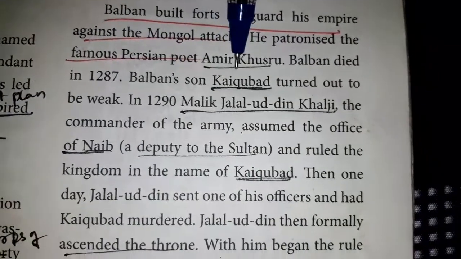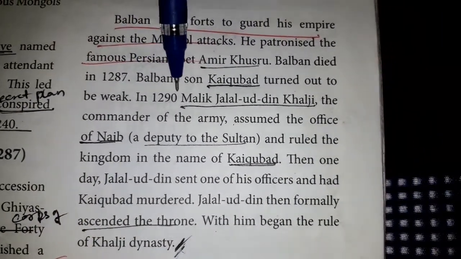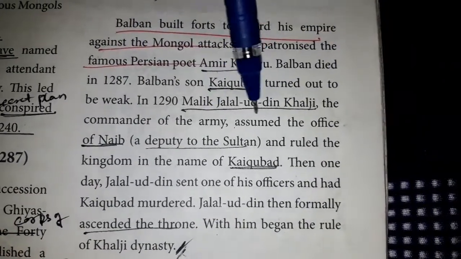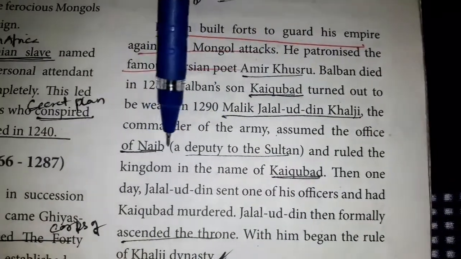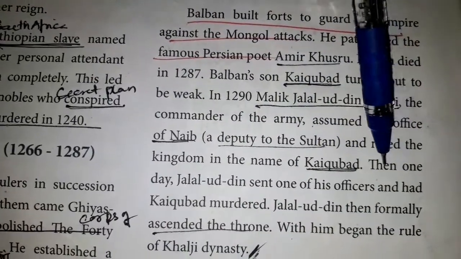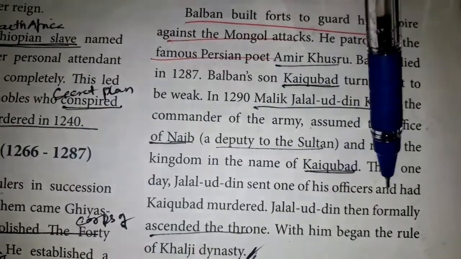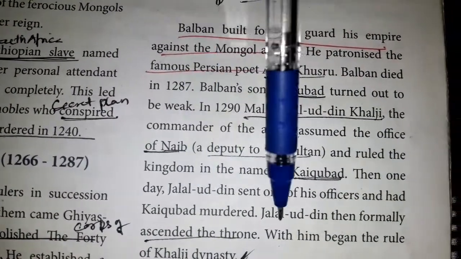Balban's son Kaiqubad turned out to be weak, not capable to rule. In 1290, Malik Jalaluddin Khalji, the commander of the army, assumed the office of Naib. Naib means a deputy to the Sultan, a post equal to the Sultan. And he ruled the kingdom in the name of Kaiqubad. Then one day, Jalaluddin sent off his officers and had Kaiqubad murdered.